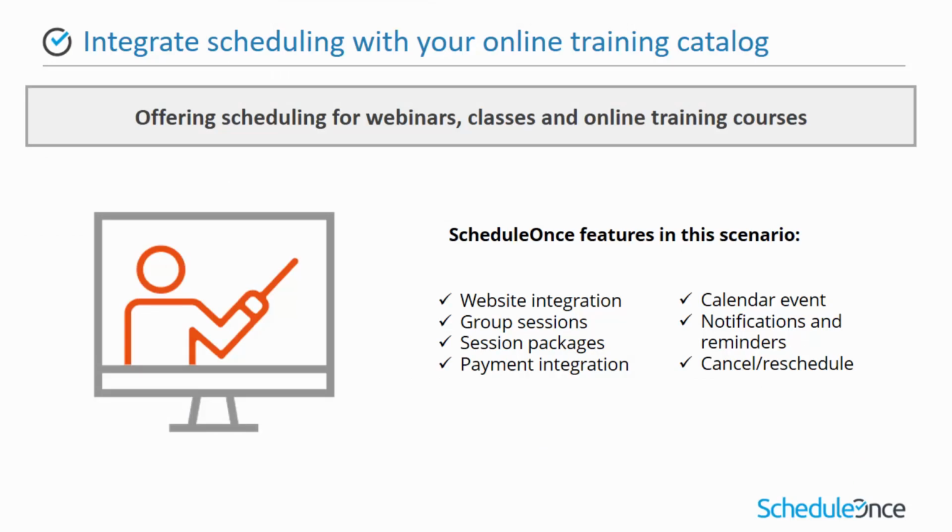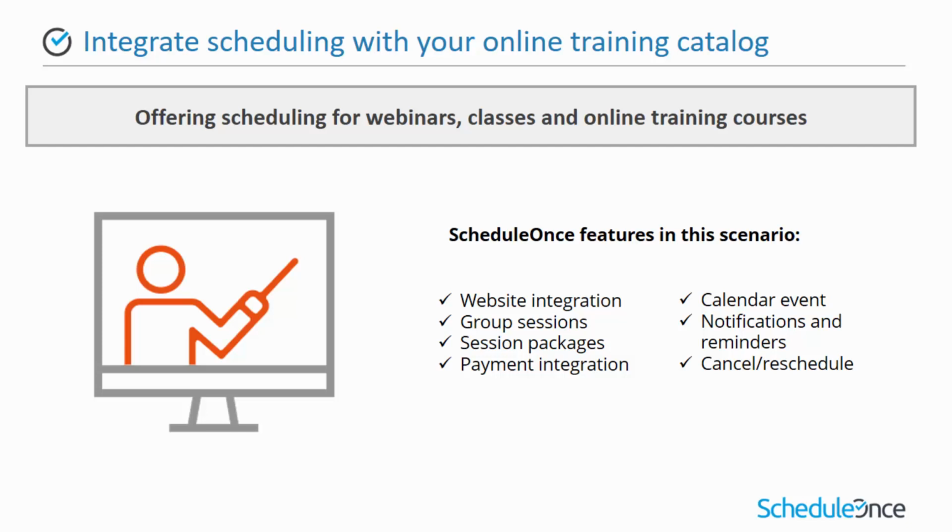So our next scenario is integrating scheduling with your online training catalog. So maybe you offer webinars, classes, or other online training courses to your new customers. It's a little bit different than an onboarding session, but maybe you have a catalog online where your customers can browse all the different options that you offer, and they can choose which ones are good for them, whatever classes speak to their needs. This is another really great way to help your customers adapt and start using all the different features that you offer.